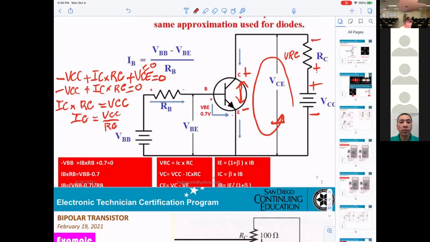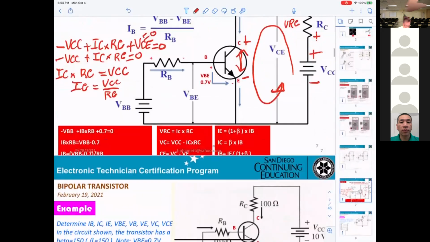If the VCE is not equal 0, then you have to use minus VCC plus IC times RC plus VCE equal 0. Then IC will be VCC minus VCE divided by RC. And this formula only applies if they are grounded at the meter. Okay, anything else?